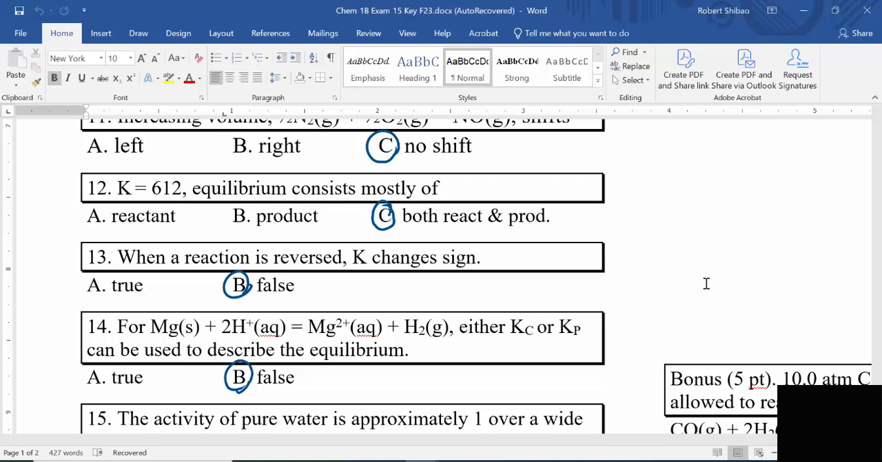Okay, when a reaction is reversed, K changes sign. Is that true? No. Delta H would change sign, and delta U changes sign, energy changes sign, but equilibrium constants don't. What happens? K is going to be inverted.